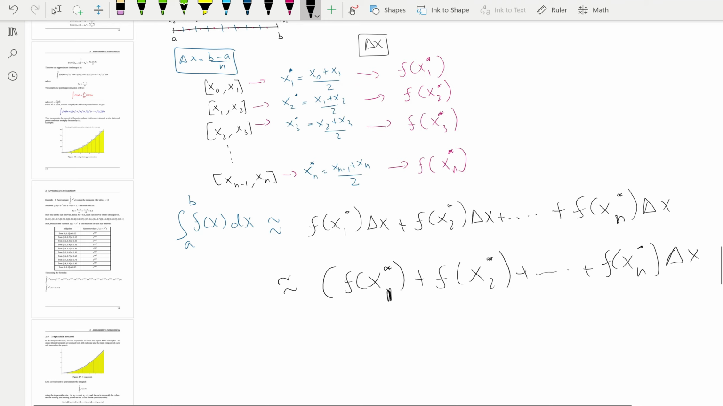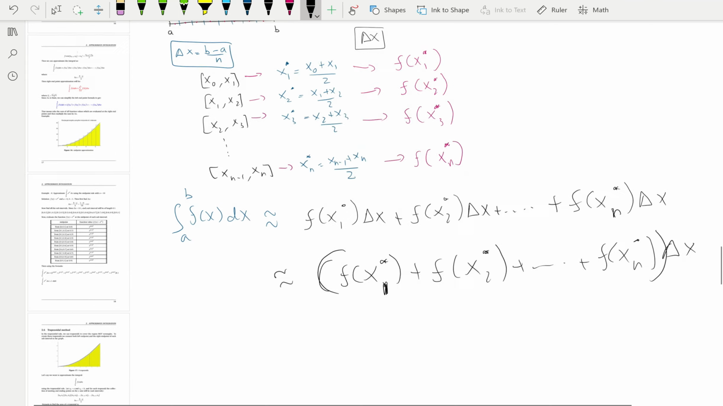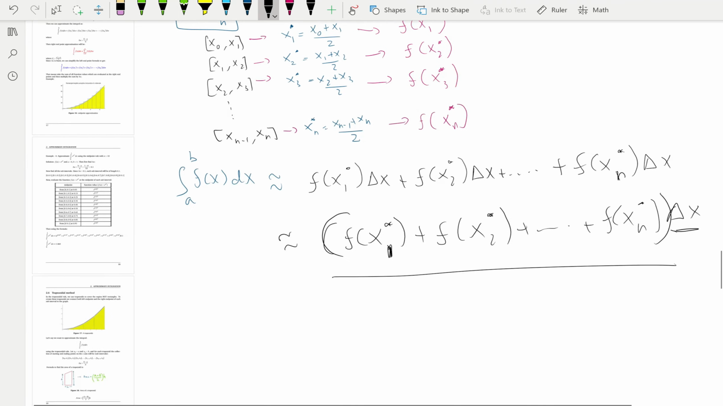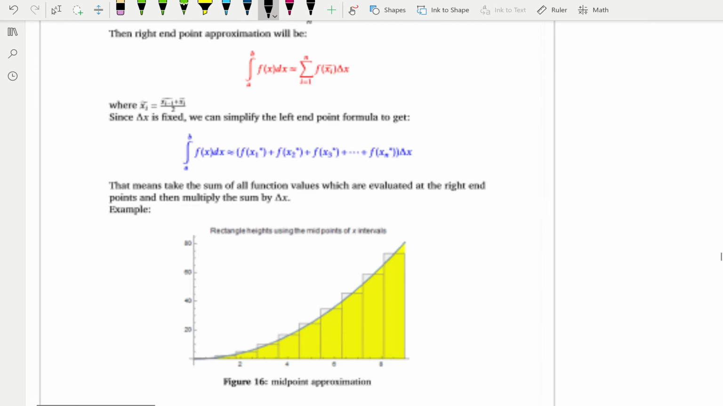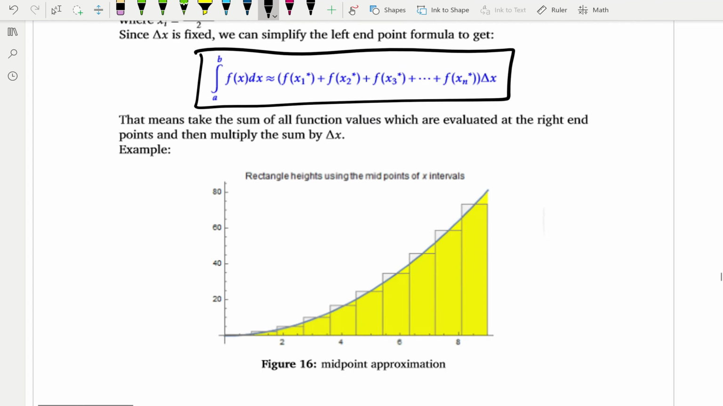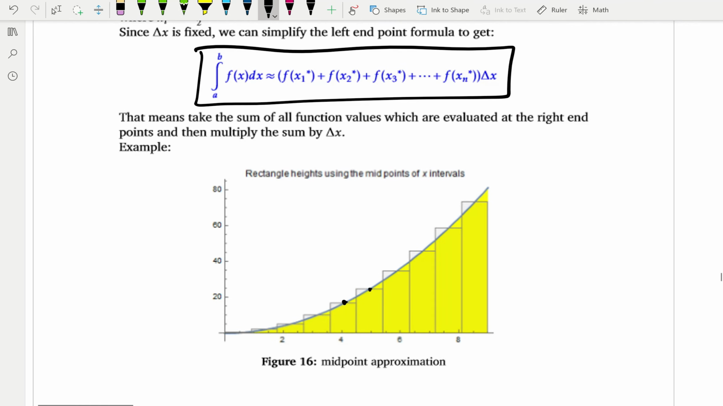What is the formula for the midpoint approximation? Basically, evaluate the function at every midpoint of each sub-interval, add them up, and multiply everything by the width. That's the formula. Let me show you a clear version of the formula in blue. Here we go, this is the midpoint formula. Here's a graphical view. As you can see, the graph meets the rectangles at the midpoint of each sub-interval.